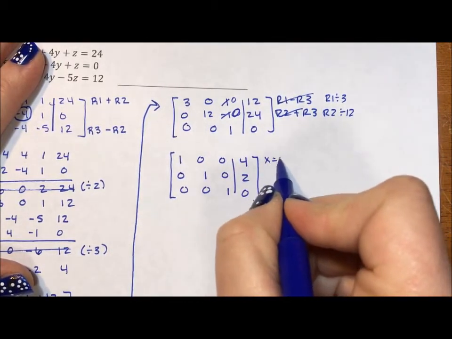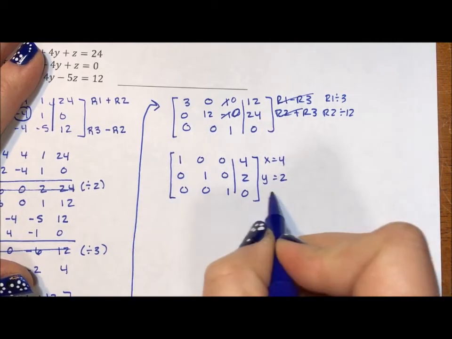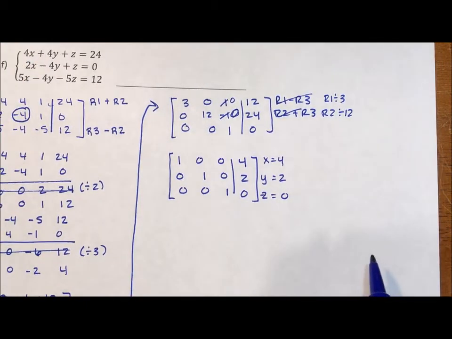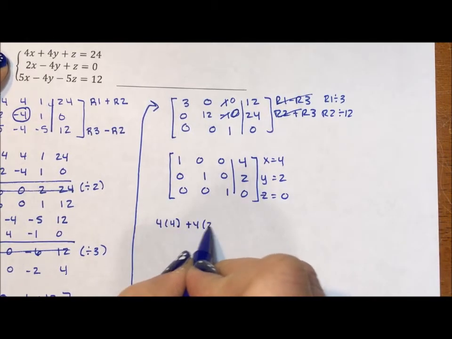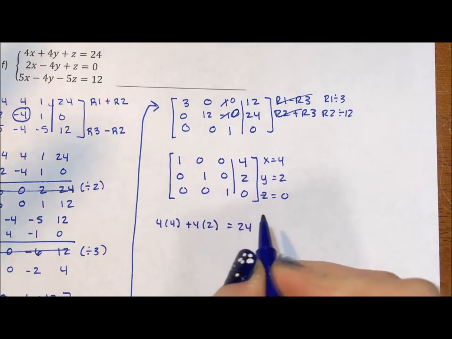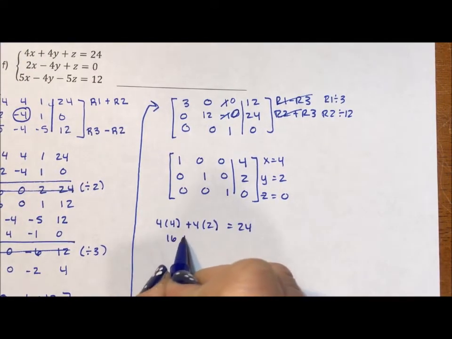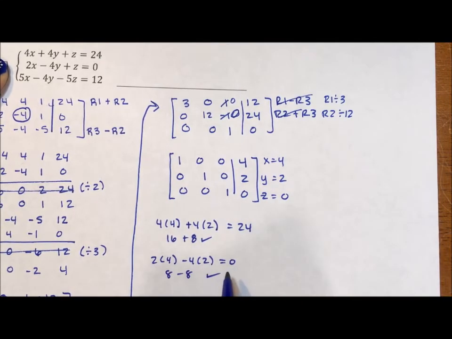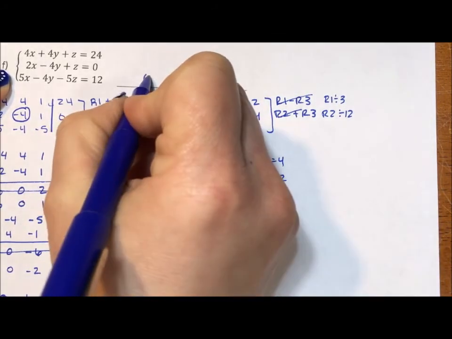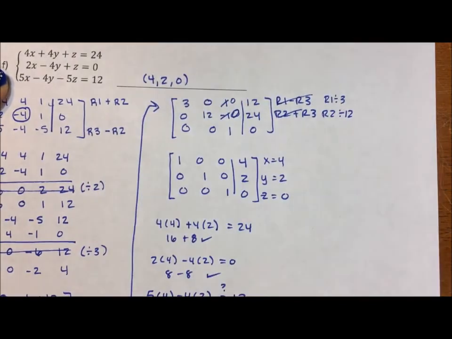This translates to x equals 4, y equals 2, z equals 0. I want to check my work with my original. I want to check that 4 times 4 plus 4 times 2 equals 24. Notice I'm not writing the zeros. That doesn't really matter. That's 16 plus 8. I want to check that 2 times 4 minus 4 times 2 is equal to 0. That's 8 minus 8. And I want to check that 5 times 4 minus 4 times 2 is equal to 12. That's 20 minus 8. That all works. So my answer becomes the ordered pair 4, 2, 0.